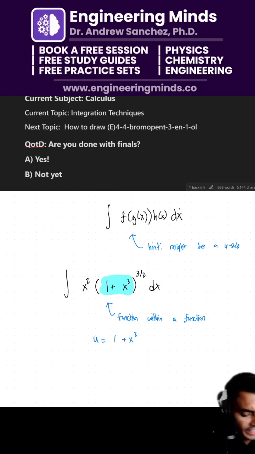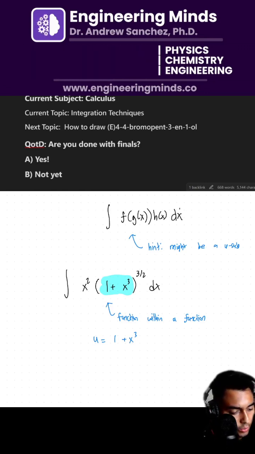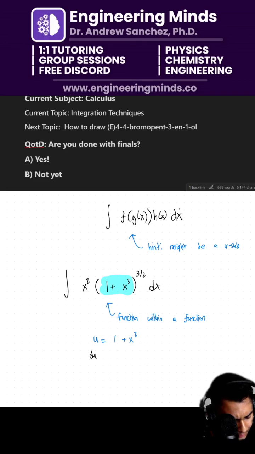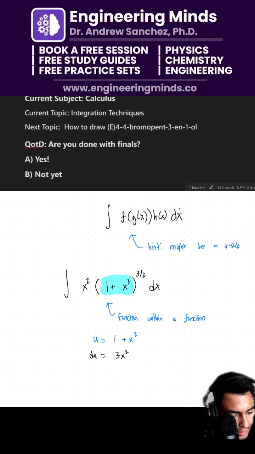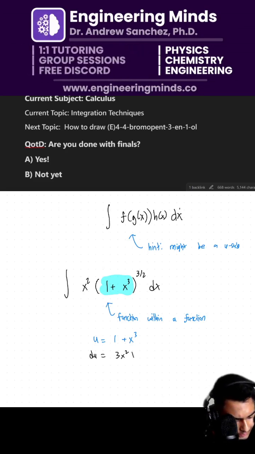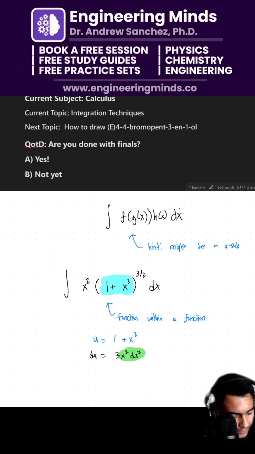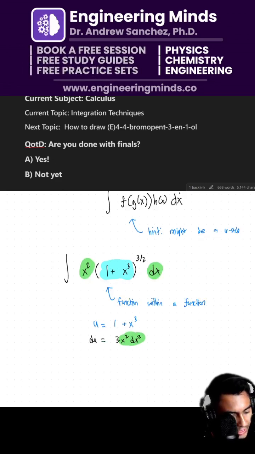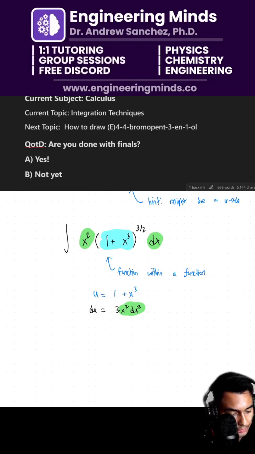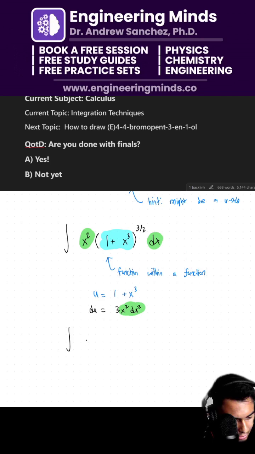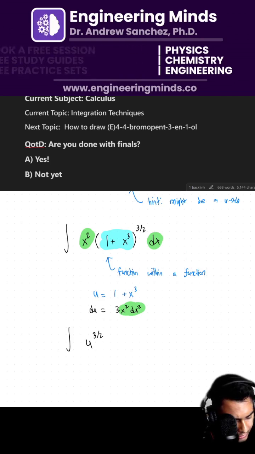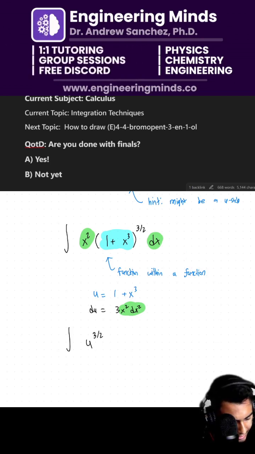And the reason I did that is because when I differentiate, du, I see that I get 3x squared dx. So now my derivative is inside the integrand. Now everything is written in terms of u. So I can rewrite that nasty function into simply u to the power 3/2 times a 1/3 du.